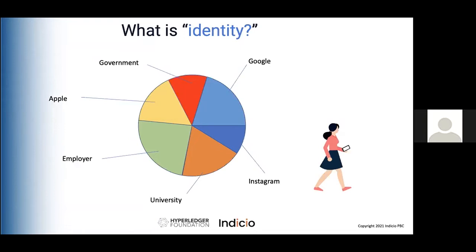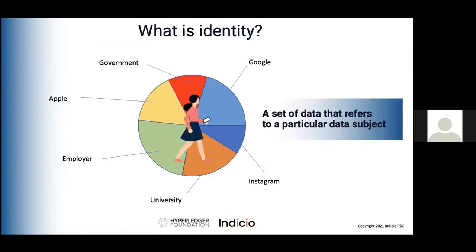What we really mean by the word identity goes beyond what your common definition might be, which would be your name, your address, your date of birth, eye color, height, weight, those sorts of things, to broaden out to be defined as a set of data that refers to a particular data subject. A little bit of that is GDPR language, the data subject, but the rest of our group will talk today quite a bit about an identity holder as a data subject and refer to that as a person, but it doesn't have to be a person.